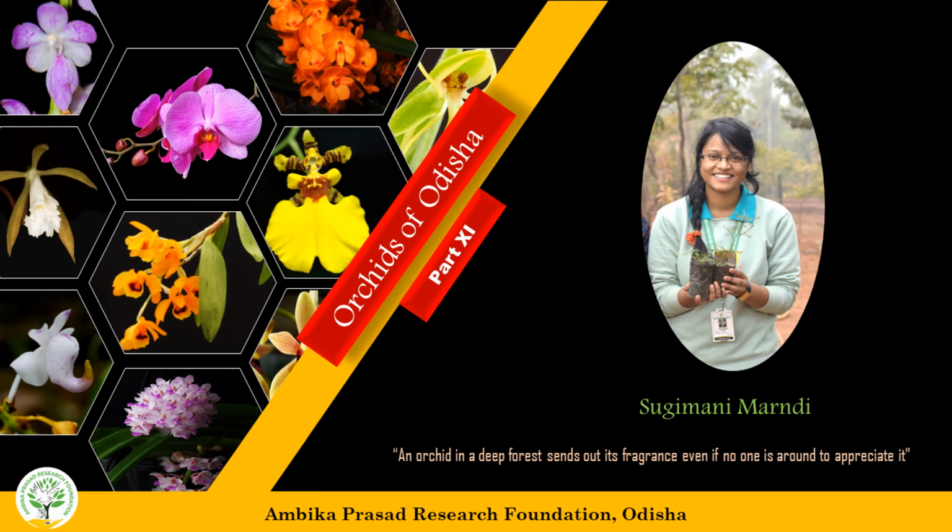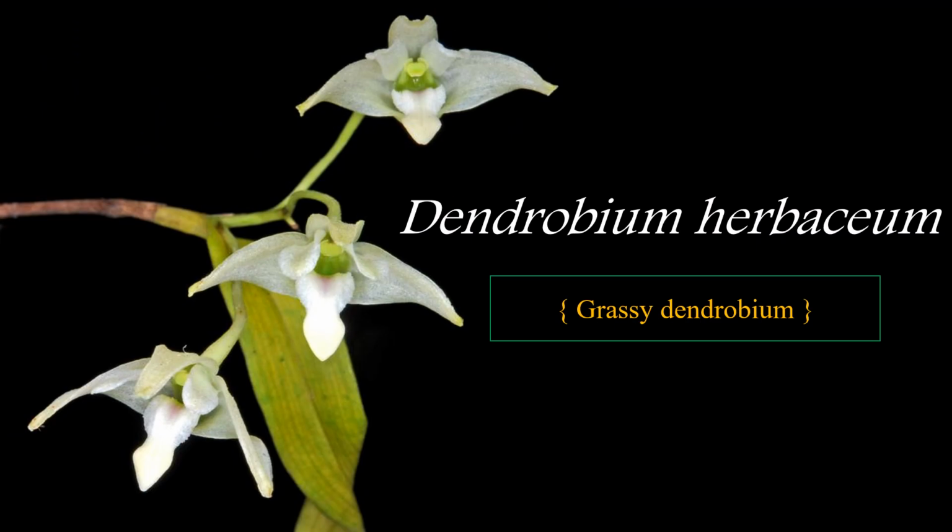So today we will start our Orchids of Odisha part 11. Today we will start with the orchid Dendrobium herbaceum. Dendrobium herbaceum is commonly known as grassy dendrobium. You will know about this common name when you see the later slides, why this common name is associated with this particular orchid.